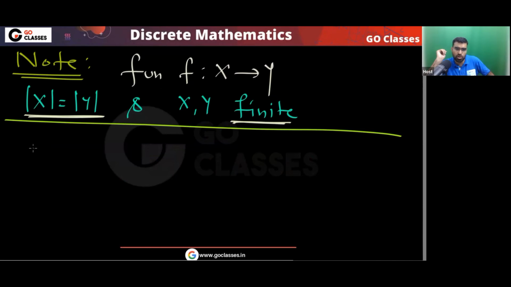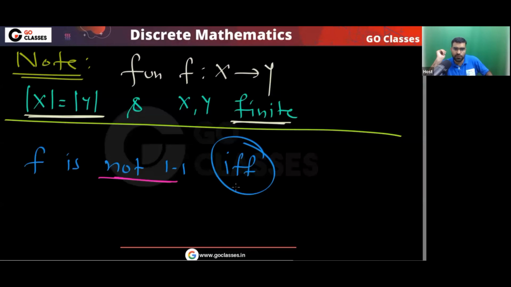In this situation, you can also say that f is not 1, 1 if and only if f is not onto. That will also happen, because they come together and go together. In this situation, they will come together, they will go together.